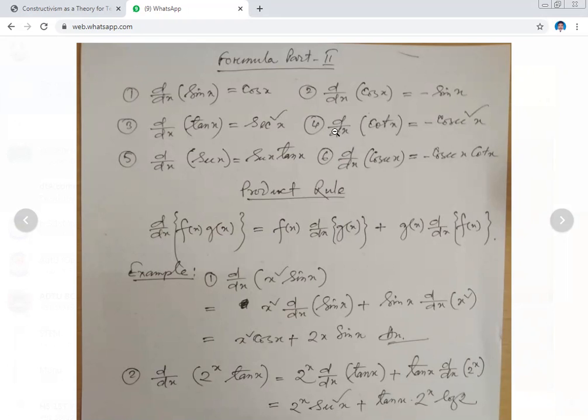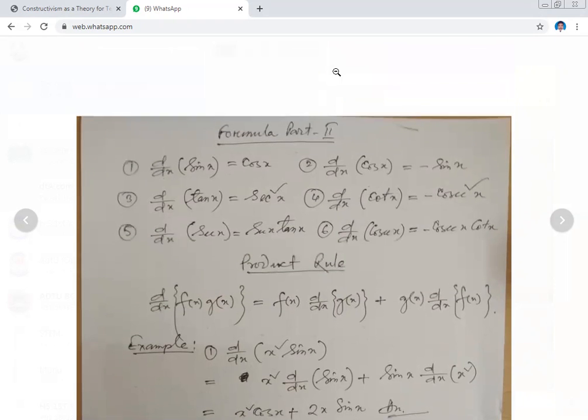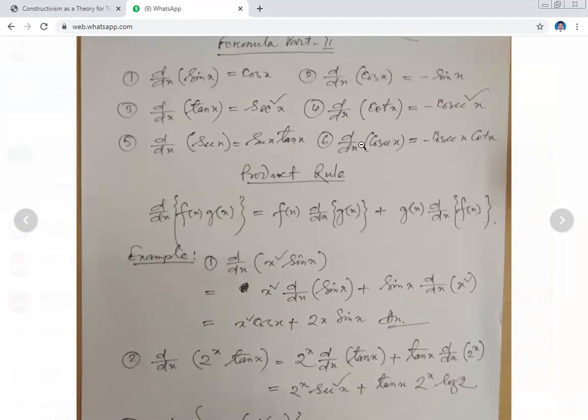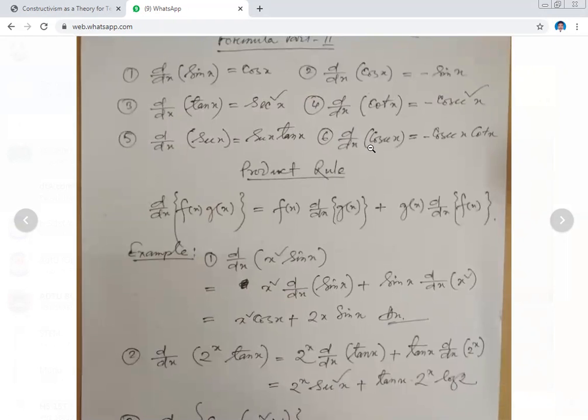So first one, derivative of sin x is equal to cos x. Second, derivative of cos x is equal to minus sin x. Third, derivative of tan x is equal to sec square x. Fourth, derivative of cot x is minus cosec square x. Fifth, derivative of sec x is equal to sec x into tan x. Sixth, derivative of cosec x is equal to minus cosec x cot x. These are the results of differentiation.